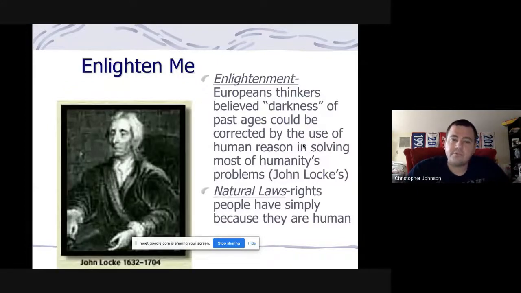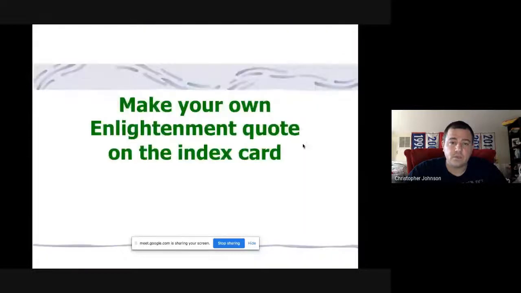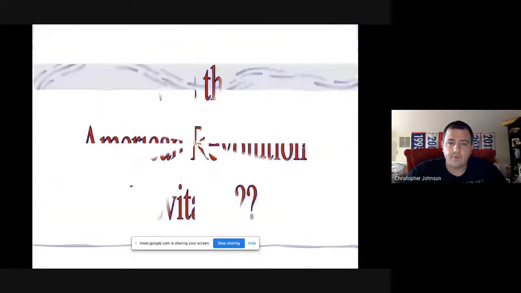One of the other things that was going on at the same time, this happens in the late 1600s, but it comes into the 1700s here in America, is the Enlightenment period. This is a period of natural laws and natural rights started by John Locke, saying everyone has life, liberty, and property. Jefferson is going to change that to life, liberty, and pursuit of happiness. We talked about the different philosophies and quotes and so on. And then it leads to Common Sense. These are times that try men's souls, right? This is Common Sense, by Thomas Paine. This is the book that inspired the American Revolution for the most part.